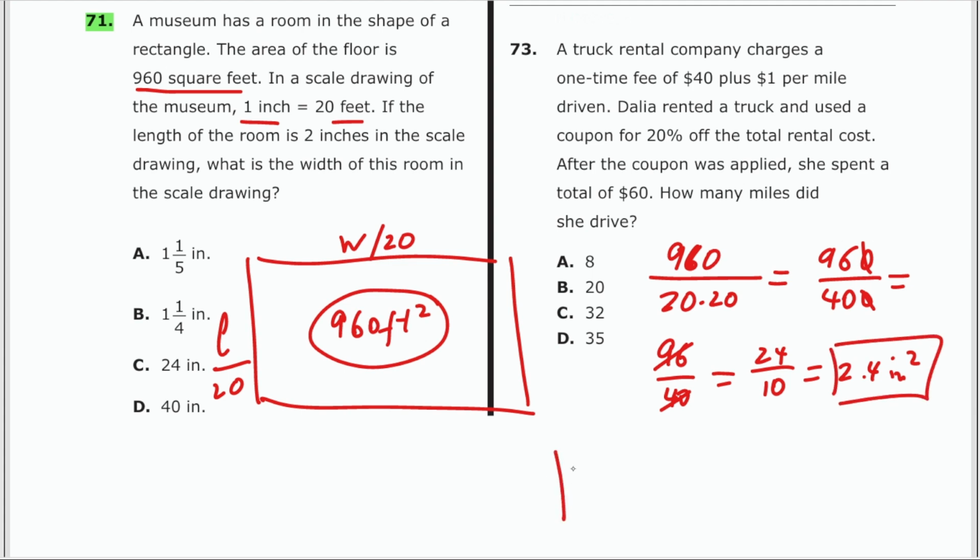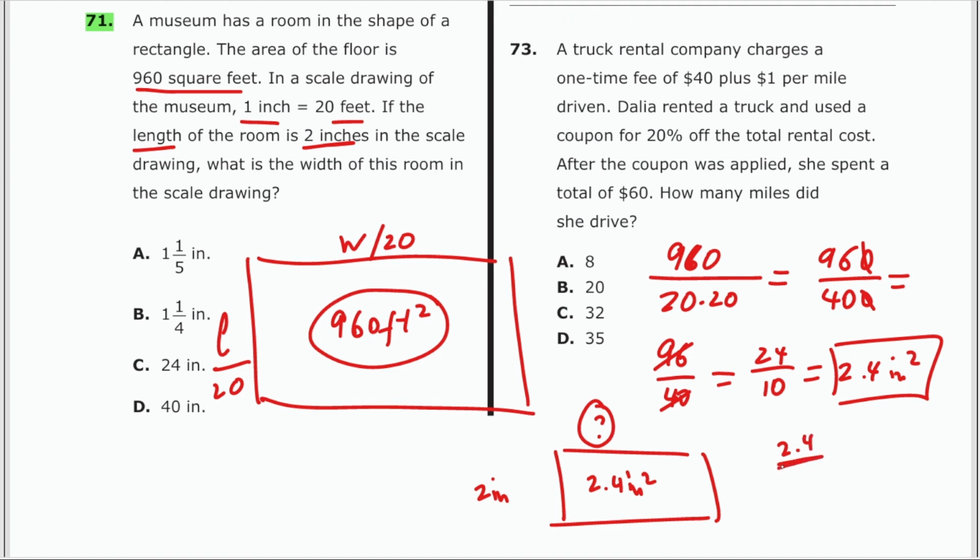Now, if I'm to redraw this, right? So this is a smaller rectangle, which is 2.4 inches squared. Now here I do know that the length is 2 inches. So I know that this is 2 inches. Now the question is, what is the width? Well, in order for me to find the width, I just have to do 2.4 divided by the 2 inches, by this length. And I get 1.2, which is my width. And of course, 1.2 inches.